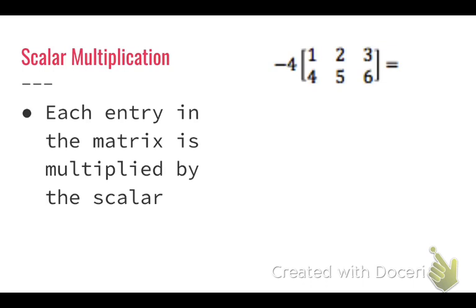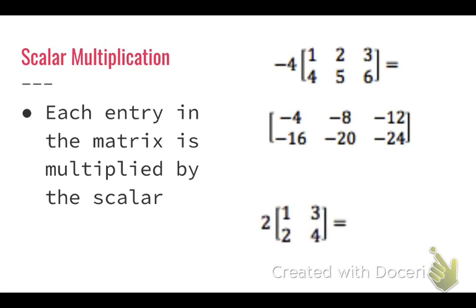If I scaled that matrix by -4, I still result in a 2 by 3 matrix, but every entry is going to have been multiplied by -4. So the result is a 2 by 3 with the entries -4, -8, -12, -16, -20, and -24. For this matrix, I'm taking and multiplying every entry by 2, so the result is still a 2 by 2 matrix. 2 times 1 is 2, 2 times 3 is 6, 2 times 2 is 4, and 2 times 4 is 8.